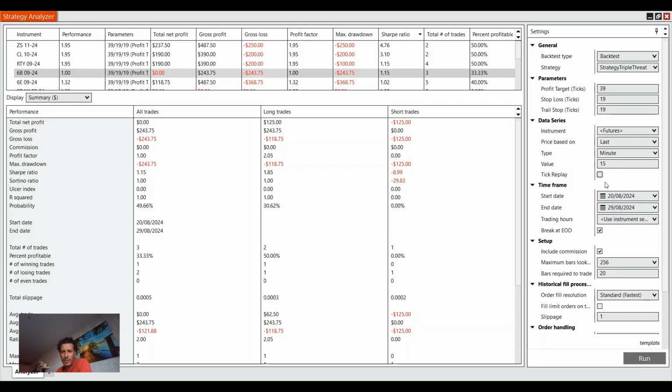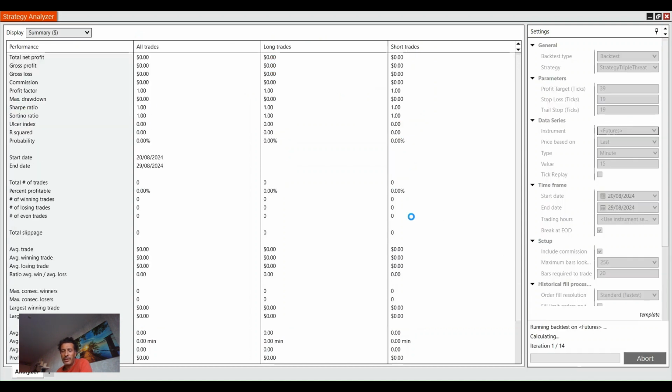So here it is. I'm just trying to test this for a short time, because I'm trying to test this for all futures here, so let's run this and see what we get. It's taking a bit of time to run, even if it's a shorter period. Let's see what we get.